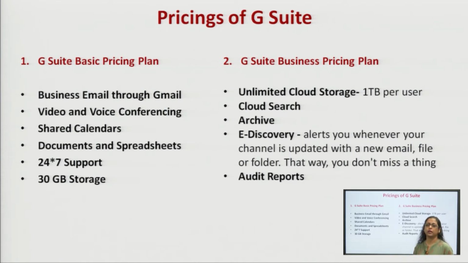And obviously there are storage options also. 30 GB of storage is allowed to you in the basic pricing plan, while in the G Suite business pricing plan, we have unlimited cloud storage. Obviously, when you are paying, you will want more storage. So the storage capacity increases to 1 TB per user, and there are a lot of search options also available. That means you can explore different kinds of information, and there are a lot of archive options also.